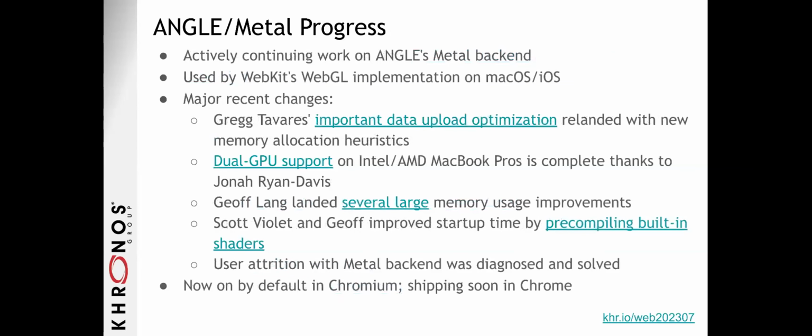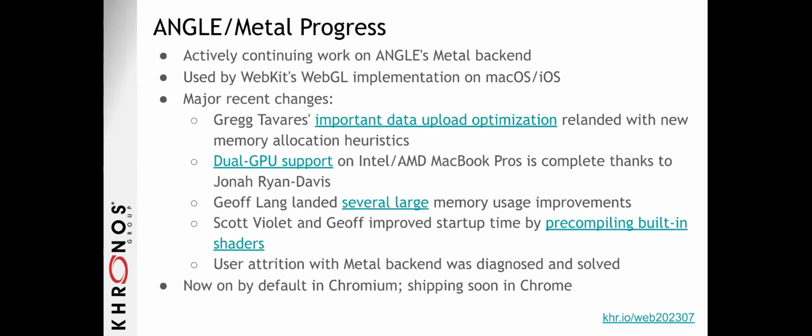Okay, so a little update on the progress on the ANGLE Metal backend. Several developers are actively continuing work on ANGLE's Metal backend, which is used by WebKit's WebGL on macOS and iOS. Some of the major recent changes are that Greg Tavares's important data upload optimization was re-landed with new memory allocation heuristics. That seems to have stuck. It was really great work by Greg, and we really appreciate his and everyone else's patience in getting this important optimization re-landed.